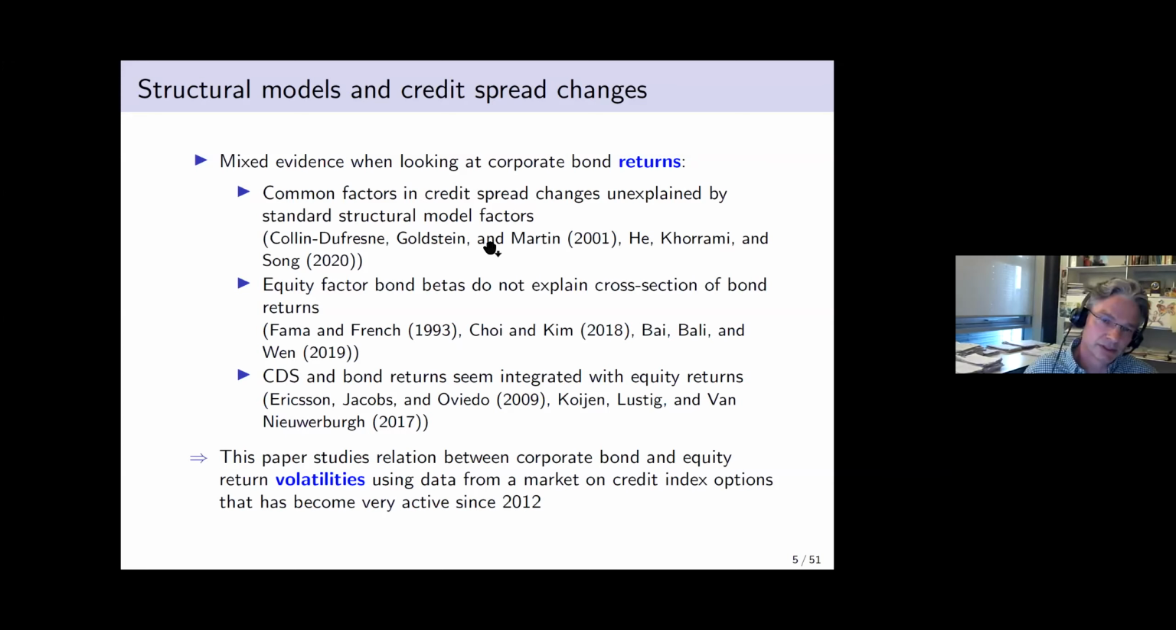These results have been confirmed with more recent data by a paper by He, Khorrami, and Song. These authors, in fact, argue that the commonality in the unexplained movements in these credit spreads seems to be related to intermediary balance sheet factors. There are also, going back to Fama-French and more recent papers by Bai, Bali, and Wen, some papers that try to compare the classic Fama-French equity type factors and see whether the betas to these factors price the cross-section of bond returns.